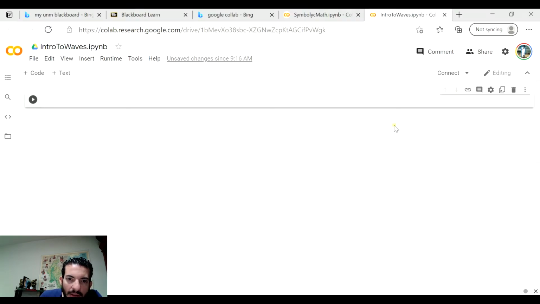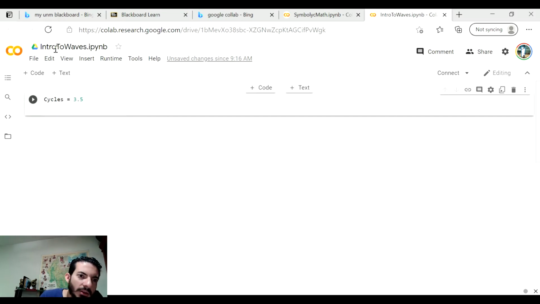And the way we do that is cycles equals 3.5. And remember, this is Google Colab. You just need to get an account with Gmail, and you should be able to use this for free. This is a pretty good way to perform calculations if you don't have a calculator. If you have a calculator, you don't have to worry about this. But since I want to share my screen and I don't have a scientific calculator emulator, I'm going to use Python and the Google Colab interpreter to show you.